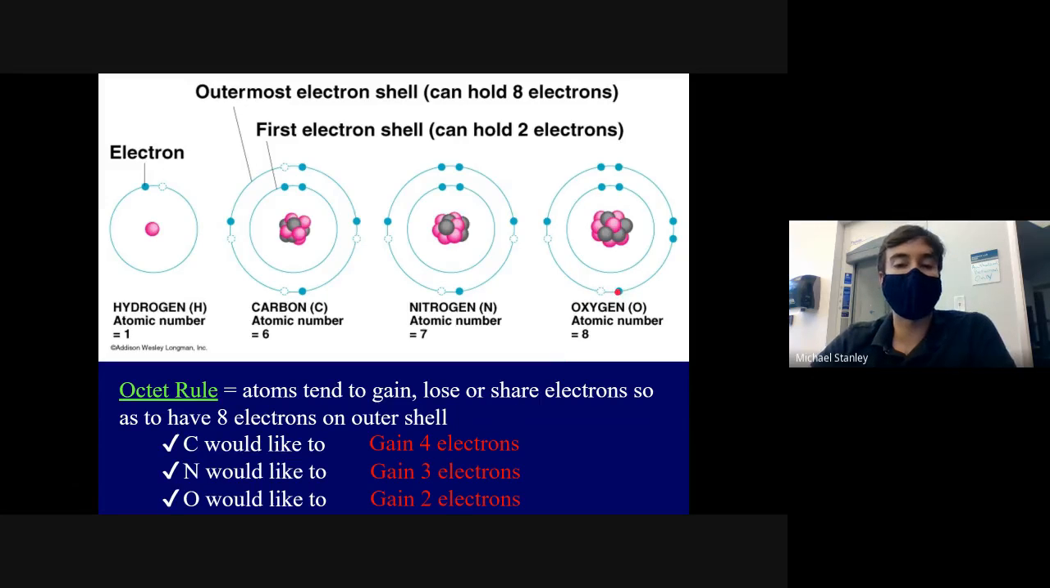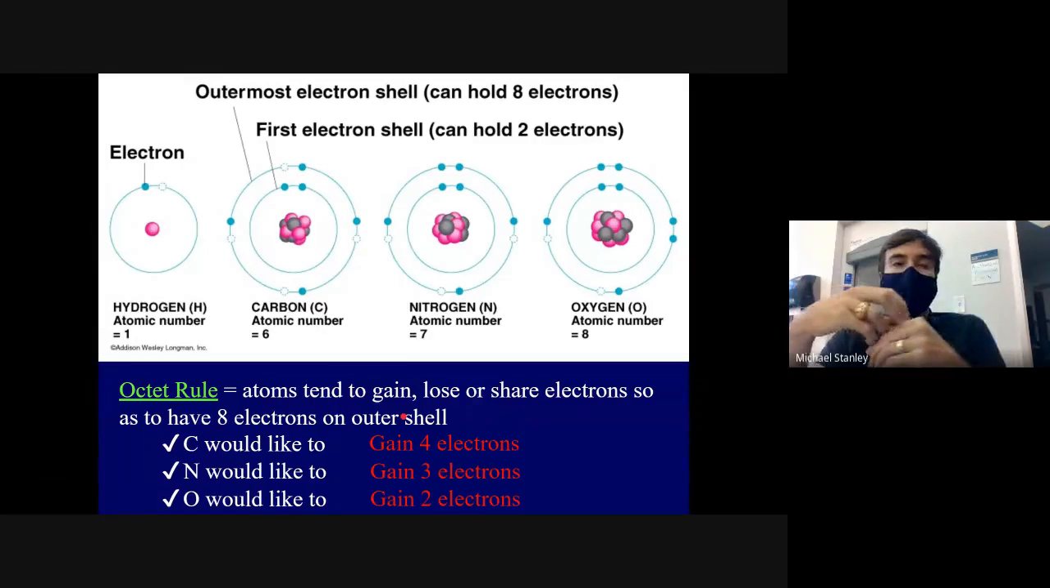Similarly, oxygen has 1 more electron on there. So oxygen naturally has 6 electrons in its valence shell, and it wants 2 more electrons in order to get up to 8. So carbon has 4 valence electrons, so it wants 4 more. Nitrogen has 5, so it wants 3 more. Oxygen has 6, so it wants 2 more. Again, it's all about trying to get 8 electrons on the outer shell.